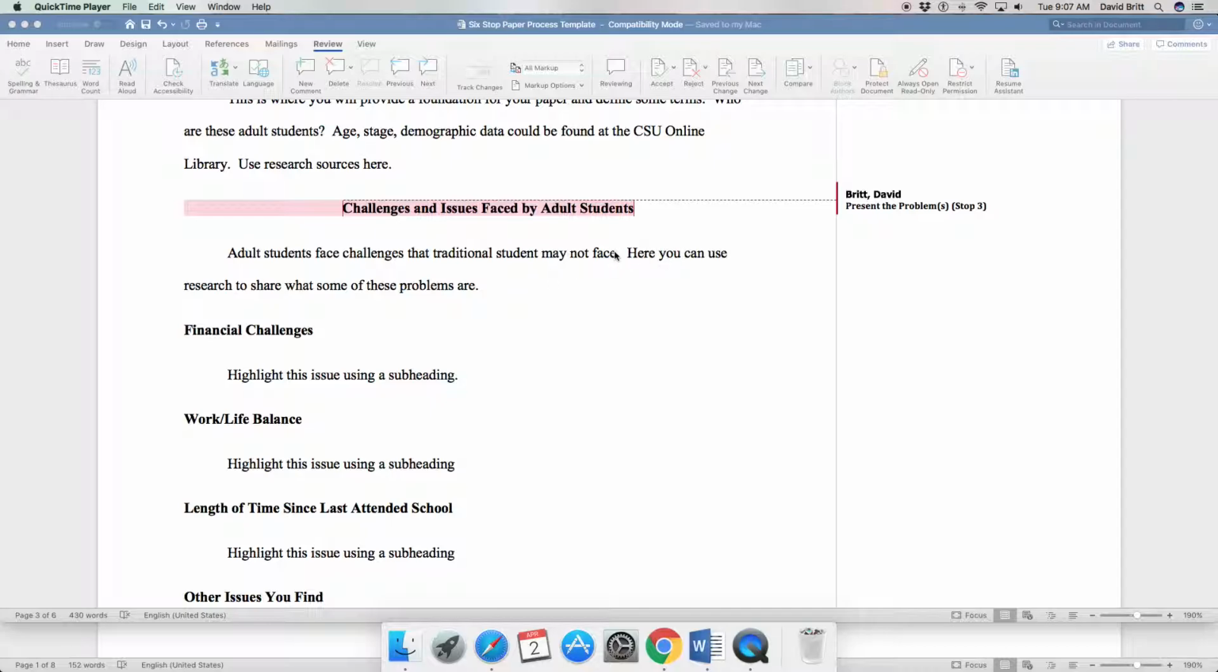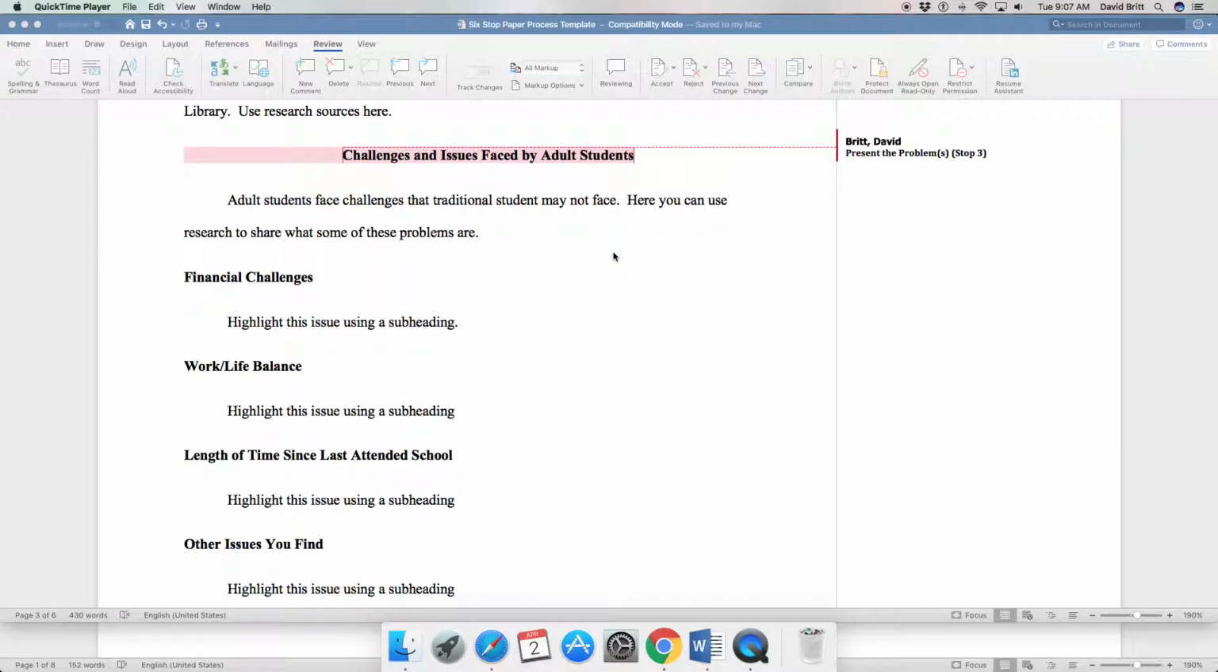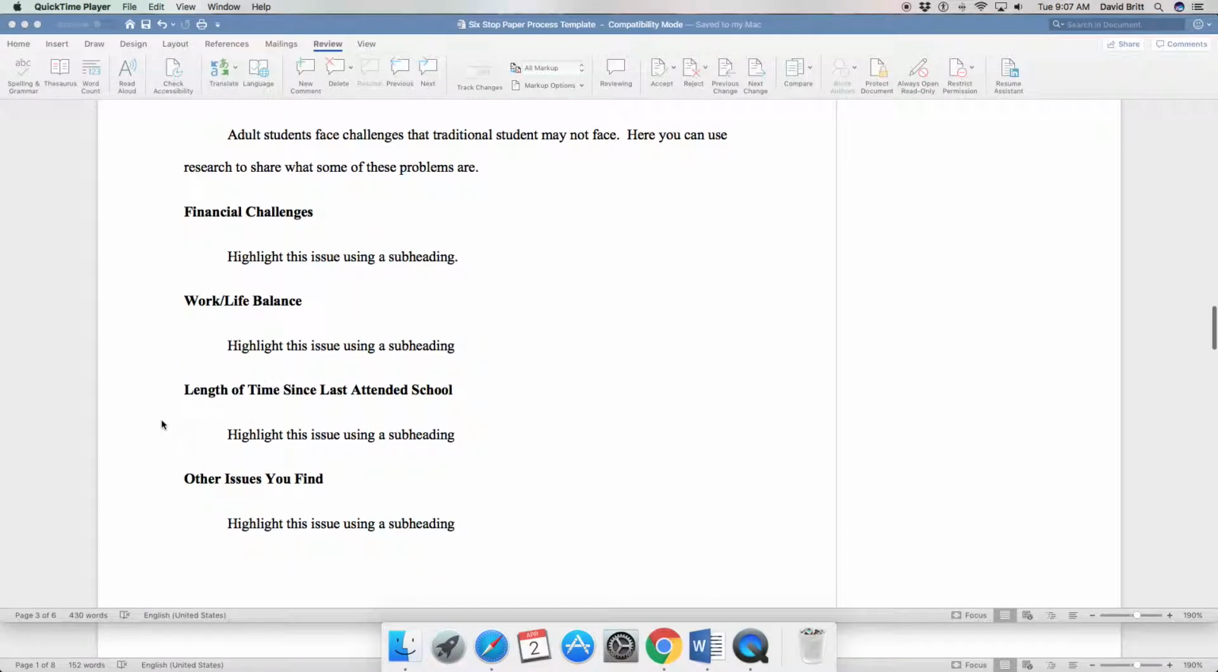And here you're going to use your research again. Again, you're going to go to the CSU Online Library and you're going to find some of those. Now, you guys are experiencing this right now. These are things where your personal experience, even though you can't give your personal experience, you're going to look at it and go, yeah, there are financial challenges. There are work-life balance challenges. There's the length of time since I last attended school. And then there are a host of other issues.